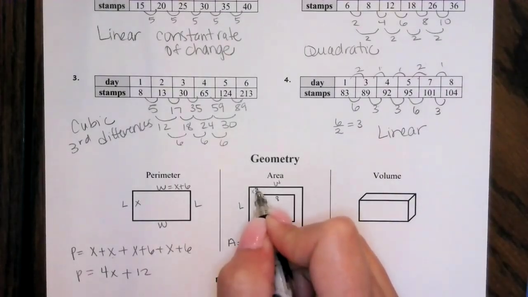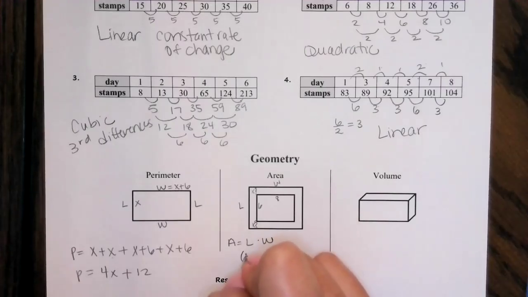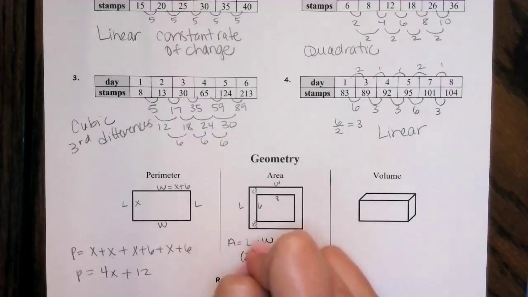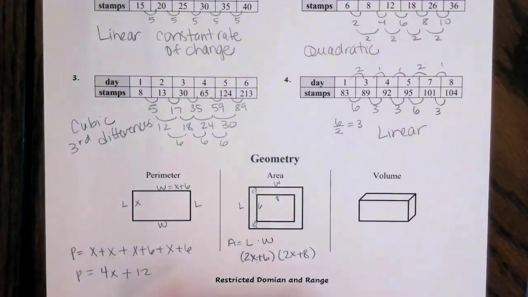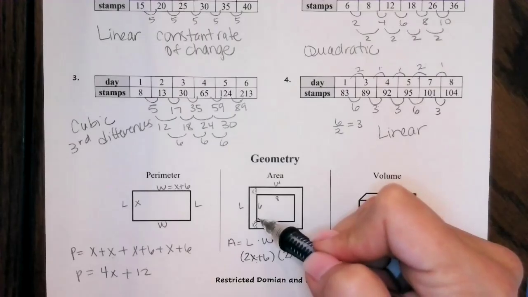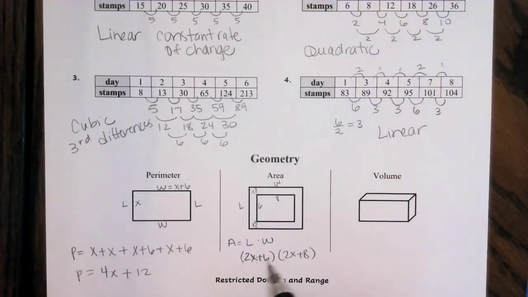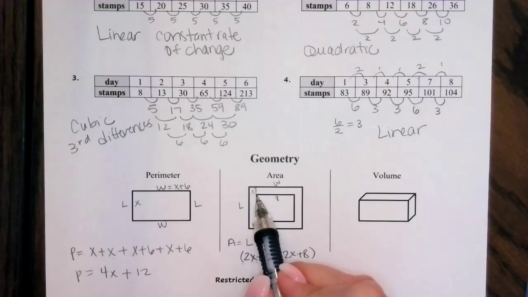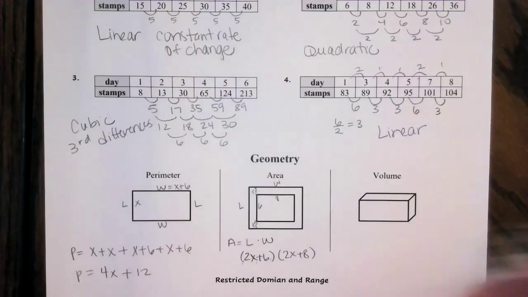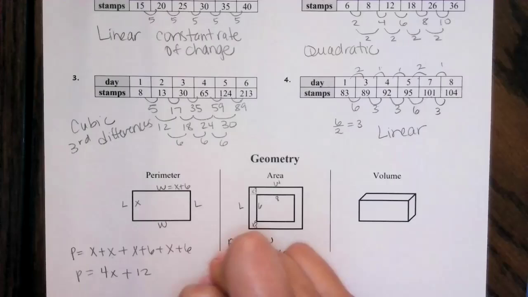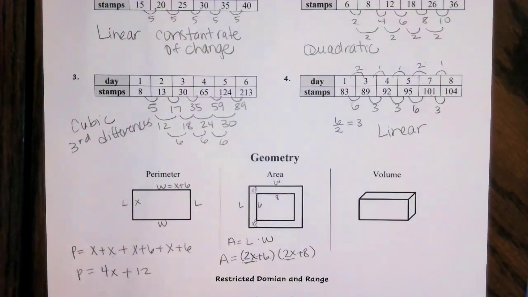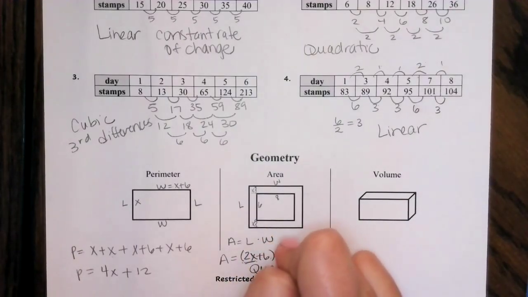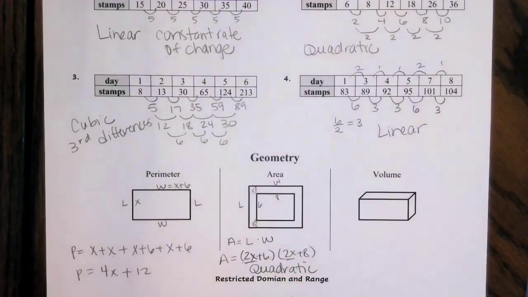And so if I thought about this length right here, that would be 2x plus 6, and the width would be 2x plus 8, because we have x is this little piece plus the 6 plus x gives me that 2x plus 6. And then on this side, it would be x plus 8 plus x, which is 2x plus 8. Now, when we multiply this out, the 2x times the 2x is going to give me 4x squared. And so that would be quadratic because it's got the x squared.